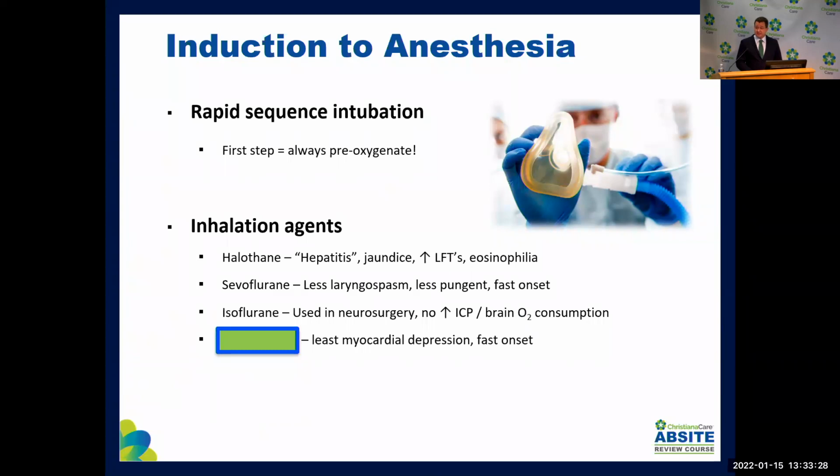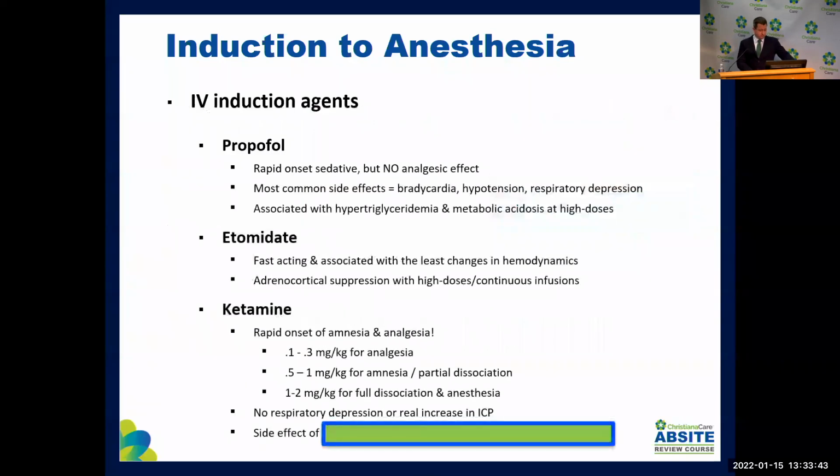The most important one that they like to test on is the following. Which inhalation agent has the least myocardial depression, fastest onset, and is used in the dentist office all the time? That's nitrous oxide. So if they give you some kind of cardiac patient that they want to use an inhalation agent on, think nitrous oxide.